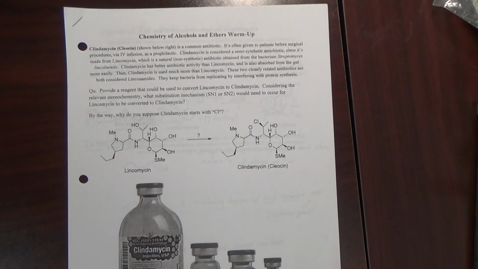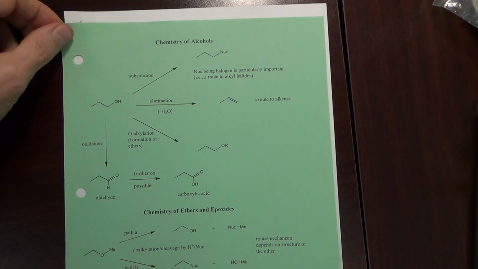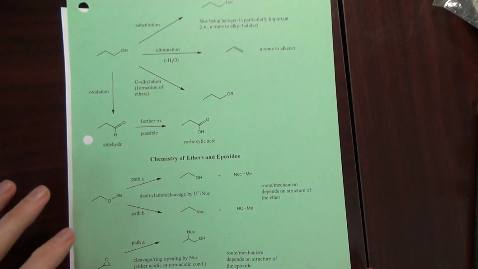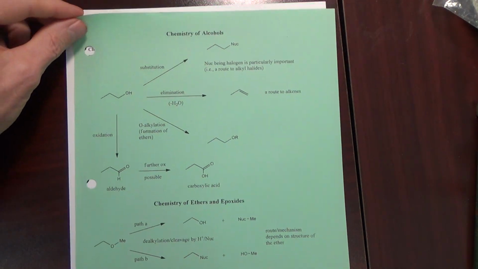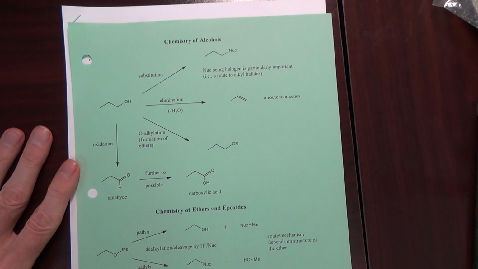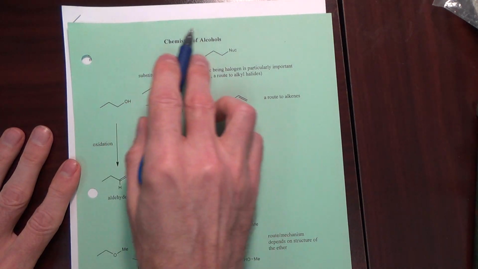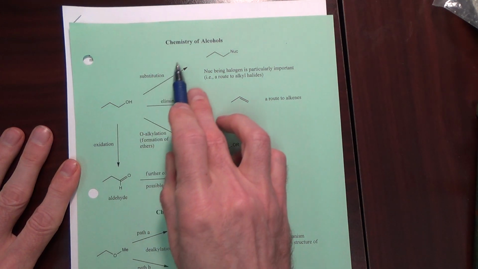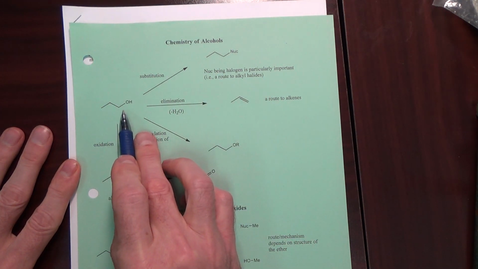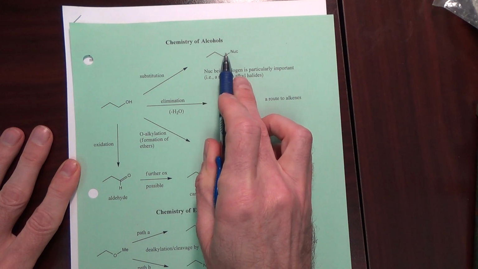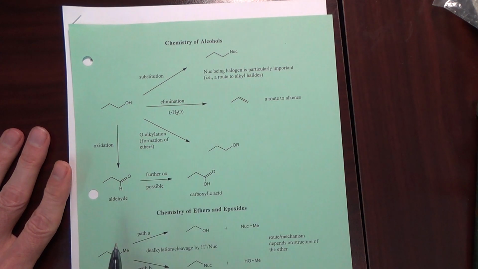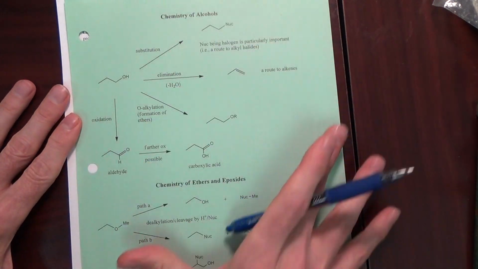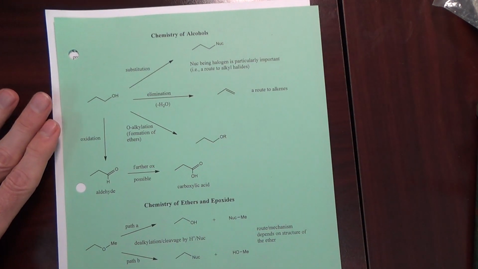In addition to this handout, we also have the alcohol, ether, epoxide topic summary page. We'll begin here with the chemistry of alcohols, and we'll work our way around. We'll begin with the substitution reactions of alcohols and then move on to elimination, etc. But this is an overall summary page.